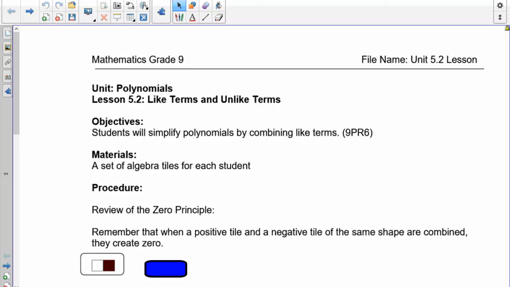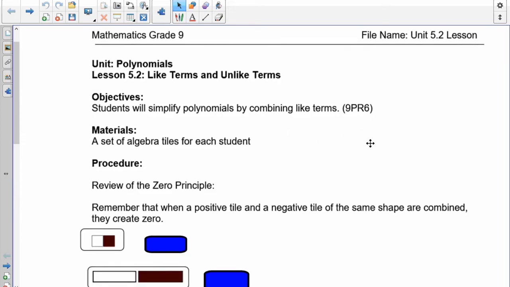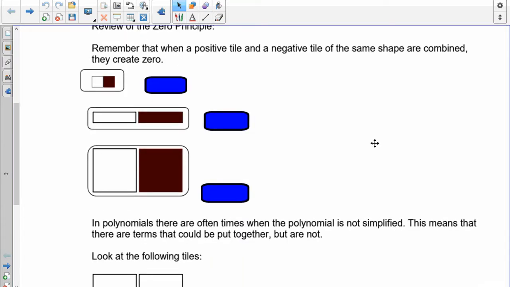Today we're going to talk about like and unlike terms. This is so that when we start doing the adding and subtracting, you'll be able to determine which terms go together and which ones do not. So before we can start, let's do a little bit of a review on our zero principle.